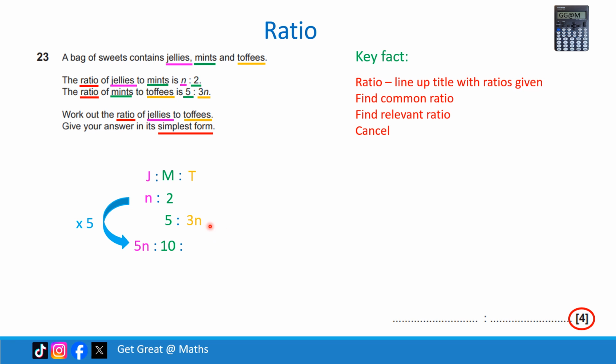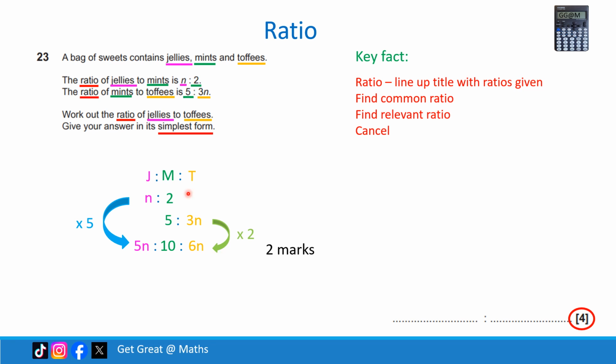On the other side, I'm going to take the 5 and I'm going to go to the 10. So I'm going from here, the 5 to the 10. I have to multiply by 2. So I've got to do the same to the toffees. So I'm going to multiply 3n by 2, which will give me 6n. It will give you 2 marks for getting to this stage. So to compare them, to get the 10 in the middle and then multiplying by 5 and multiplying by 2. So they're all consistent. That will give you 2 marks at this stage here.